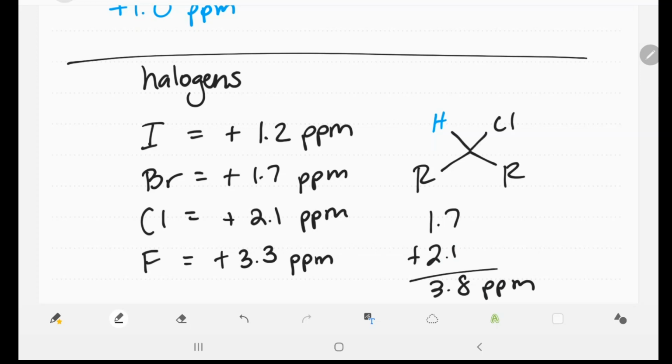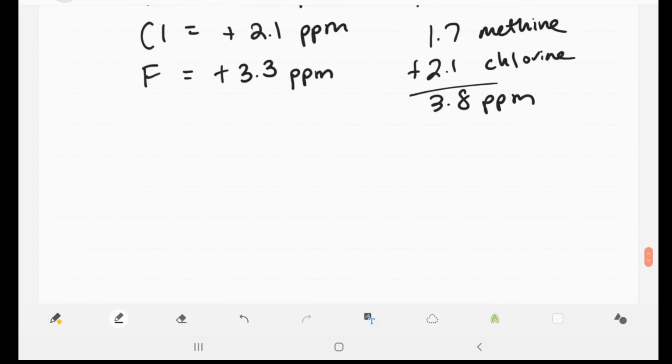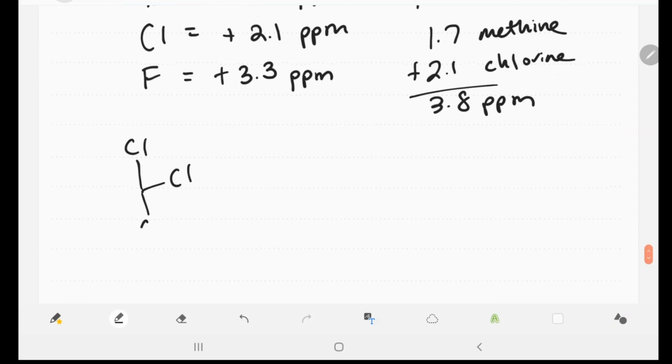So we'd expect this hydrogen to show up at 3.8. So this is the methine. This is the chlorine. Some people say chlorine. And you get 3.8. So halogens will add those. If you add multiple halogens, it's about the same thing as adding multiple. Just about. Let's take a look at the chloroform. This is a methine.